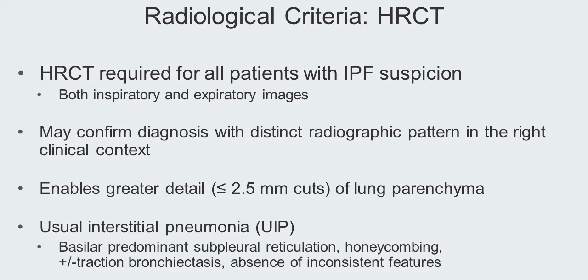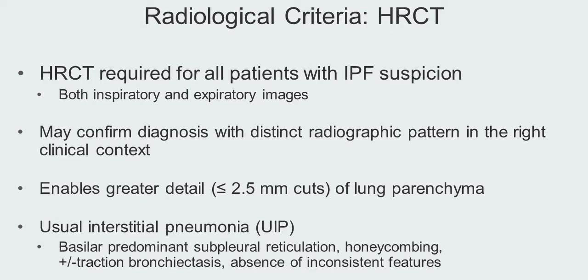The HRCT provides greater detail of the lung parenchyma in terms of the cuts, which are typically less than around 2 millimeters, and you can see the definition and it enables you to pick up the subpleural reticulation, the honeycomb cyst, and the traction bronchiectasis better than a regular CT, which doesn't quite give you that level of definition.